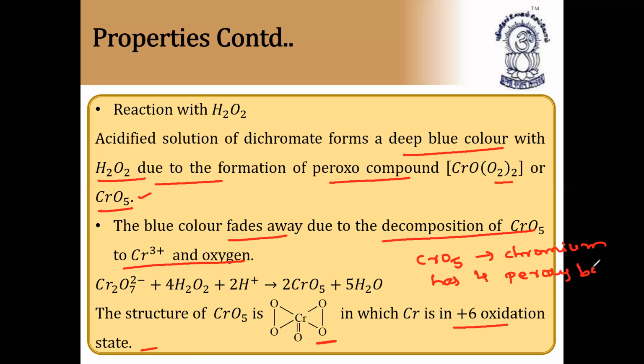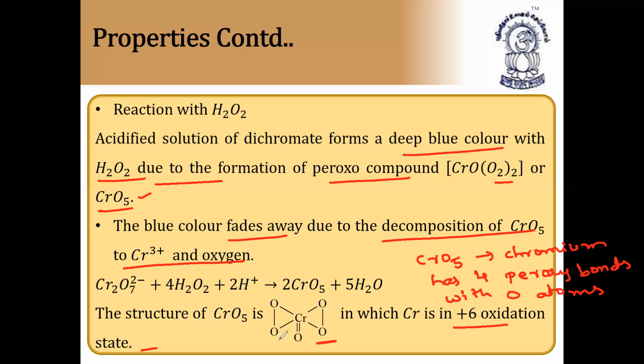4 peroxy bonds with oxygen atoms. Only one double bond, the remaining are all peroxy bonds: Cr-O, Cr-O, Cr-O, Cr-O. So this has 4 peroxy bonds, and oxygen also has a peroxy bond. And that's why the chromium oxidation state is +6.